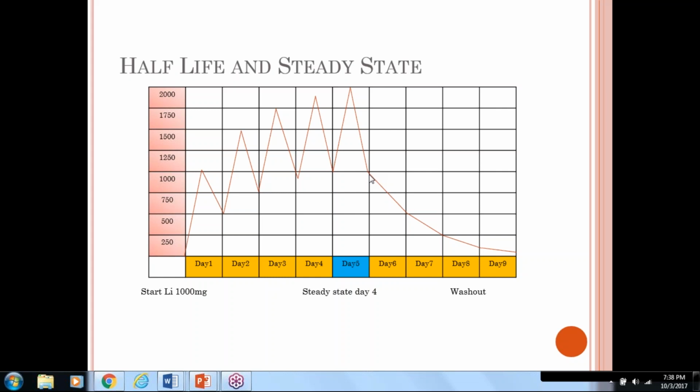But this is also to show the washout period. Let's say you don't take any on day 6, then you drop down to 500 milligrams, half of where you were. The next day you're down to 250, the next day you're down to 125, and by the end of 1, 2, 3, 4, you're essentially washed out after 4 days, because we're going on a 24-hour half-life. So 4 and a smidge half-lives get you to a steady state, and if you completely discontinue the drug, after 4 and a smidge half-lives, you're washed out.